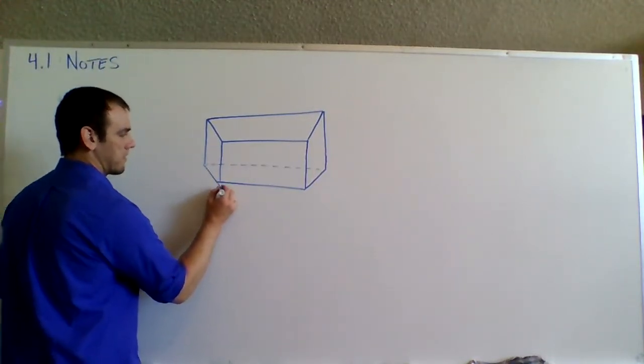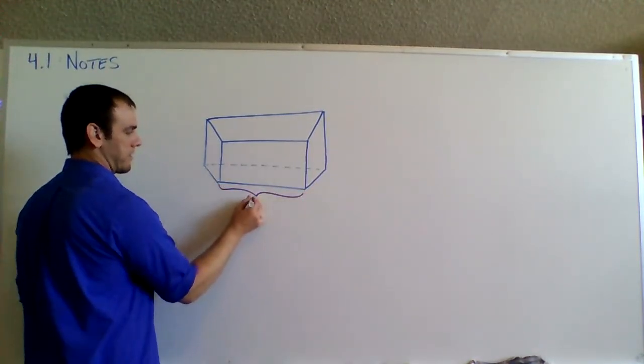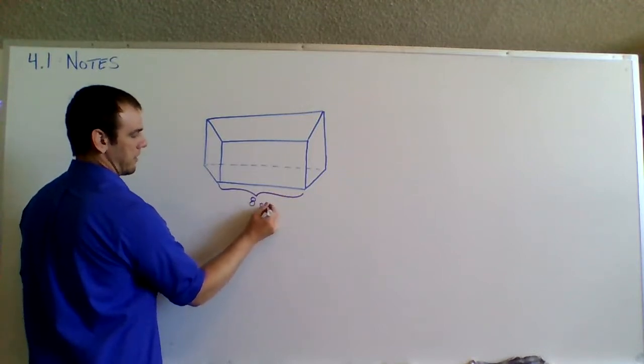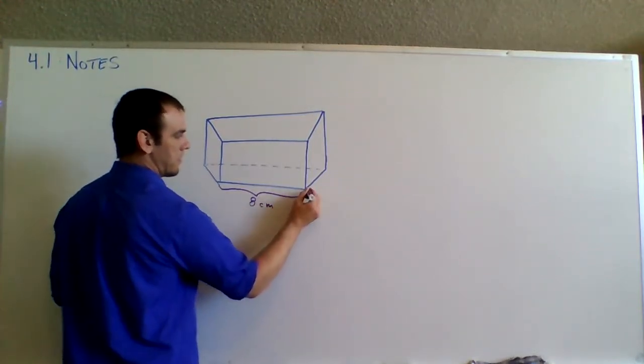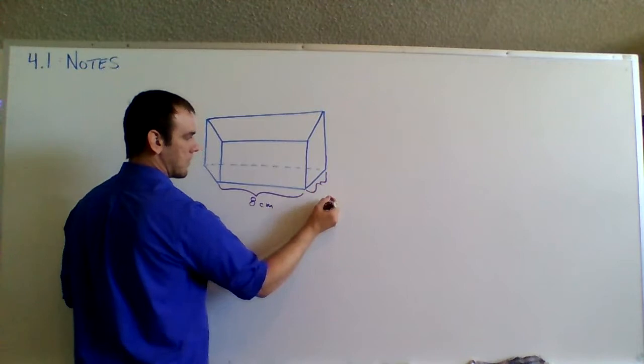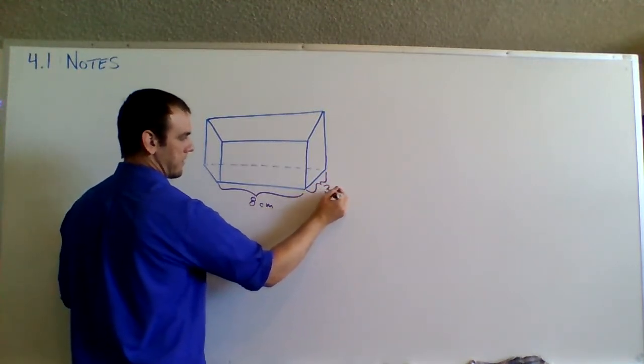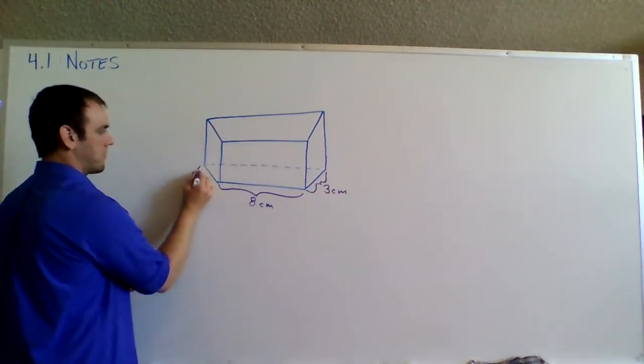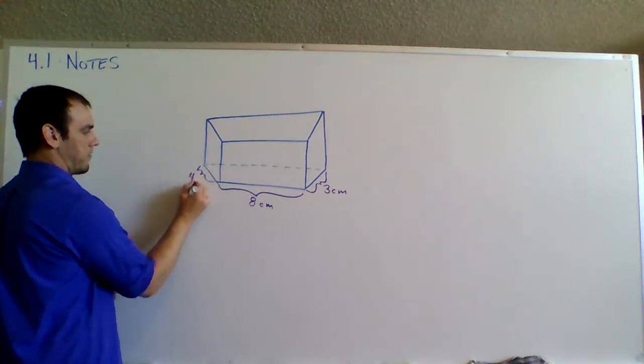You're going to have lots of different measurements given to you on these. You're going to have this front side, we'll say that's 8 centimeters. You're going to know this side, that will be 3 centimeters. This one we'll say is 4 centimeters.